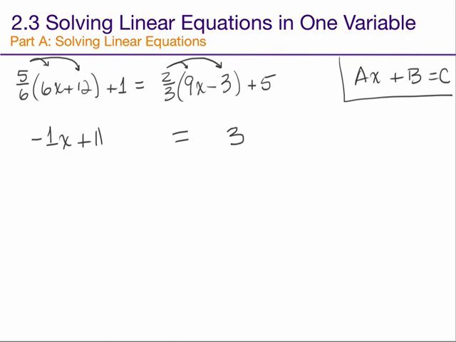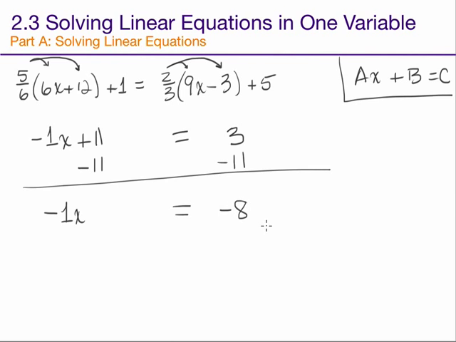I've removed all the work that I did before because I've run out of room. This line was at the end of the previous work and I've moved it up. So this line here is this line simplified without all the work shown. My equation is in the form ax plus b equals c. So I'll subtract the 11. -1x plus 0 equals 3 minus 11 is -8. And then divide both sides by -1.